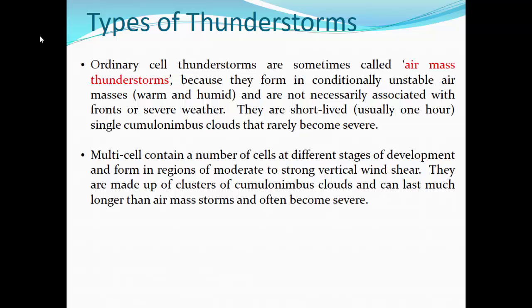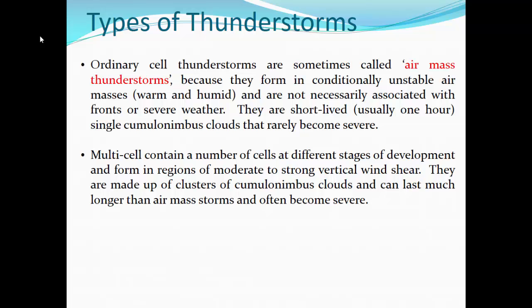Generally, there are two types of thunderstorms: a single cell or single cumulus cloud, known as an ordinary cell thunderstorm, and then storms that comprise multiple cells or multiple cumulus clouds, which are multi-cell thunderstorms. An ordinary cell thunderstorm is sometimes called an air mass thunderstorm, because they form in those warm, moist air masses that are conditionally unstable. They're not necessarily associated with fronts or any type of severe weather. Many of the thunderstorms that pop up during our warm season over the Central Peninsula would be those ordinary cell thunderstorms, typically short-lived with a single cumulonimbus cloud, and rarely do they become severe.